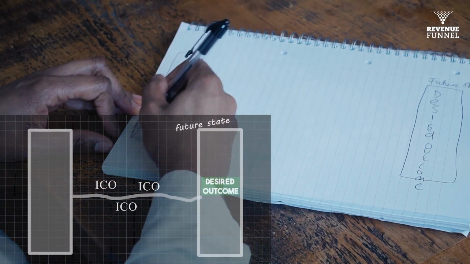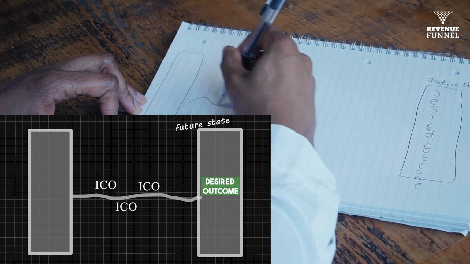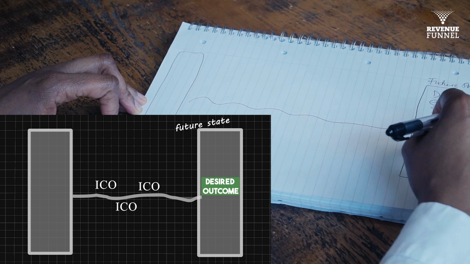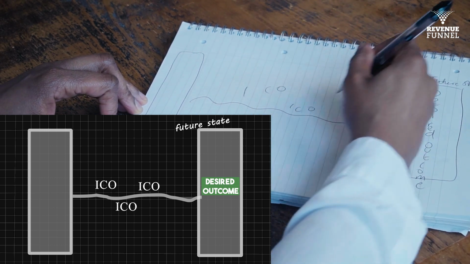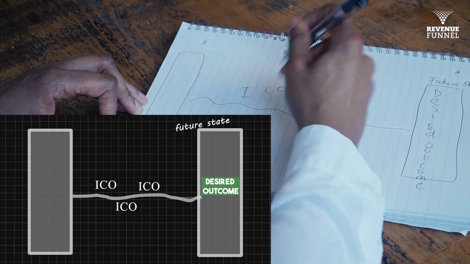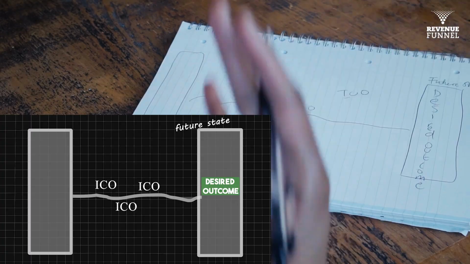But I think a future state is too broad. Like, what is the thing and the outcome that a company wants after they make this change? And then they're over here, okay? Now they've got this route for how they're going to get to that desired outcome. And then there's all these ICOs just popping up everywhere, right? And we need to figure them out because those are the things that are stopping them or not from getting to that desired outcome.